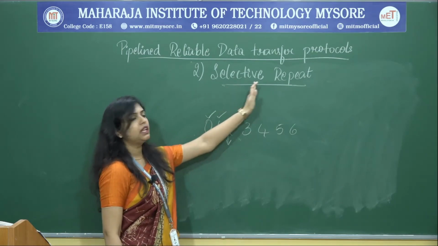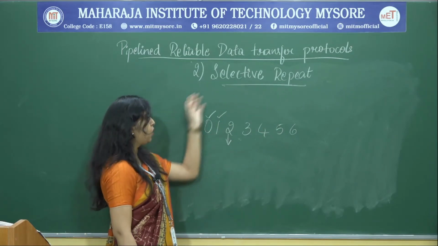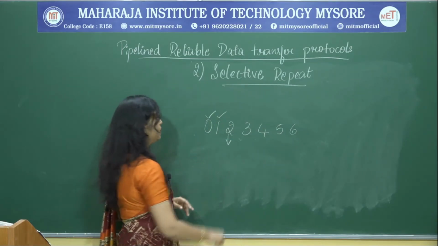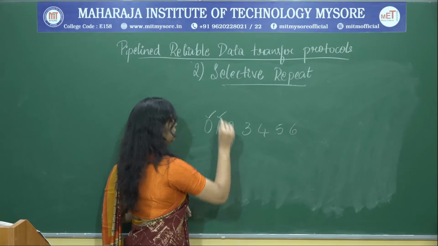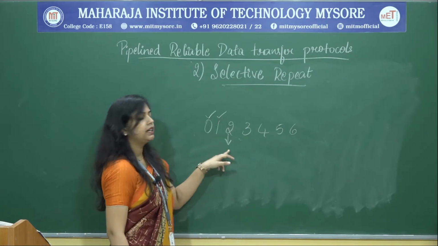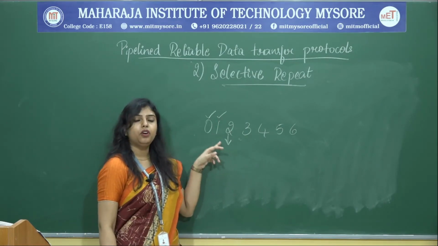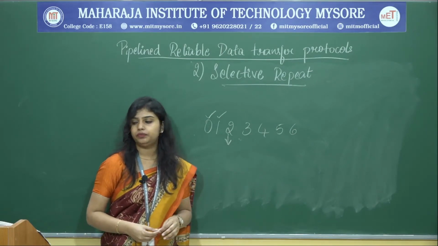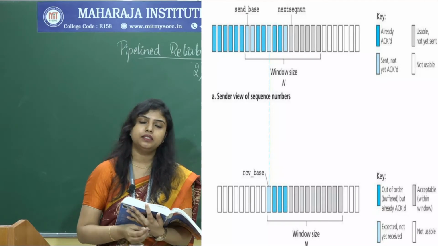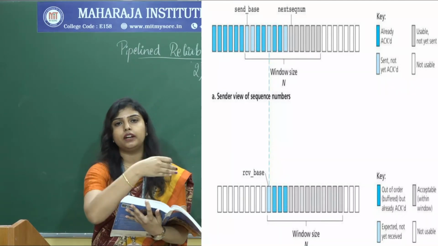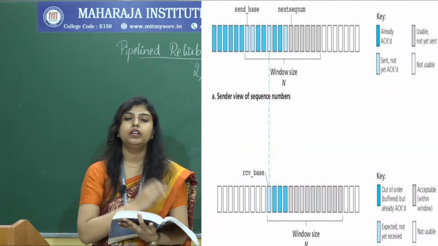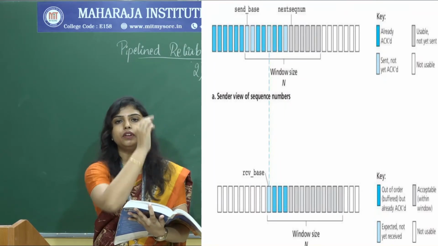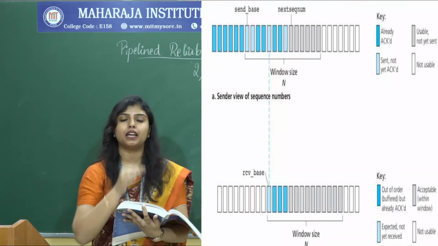That is why the name selective repeat. Instead of sending the whole window, what will we do? Here we are going to send only the selected corrupted or lost packet instead of sending the whole window. In the diagram, we can see the sequence numbers on the sender side and the receiver side. Instead of sending the whole sequence, we will keep track of each packet's acknowledgement.